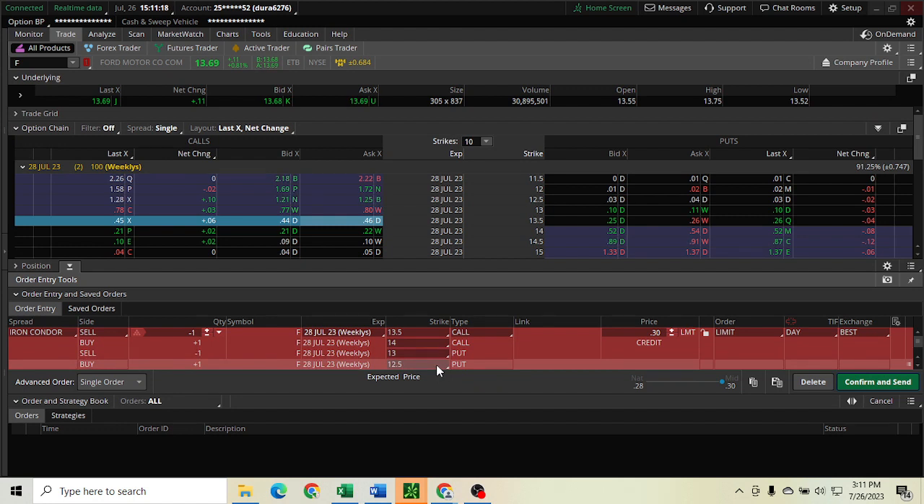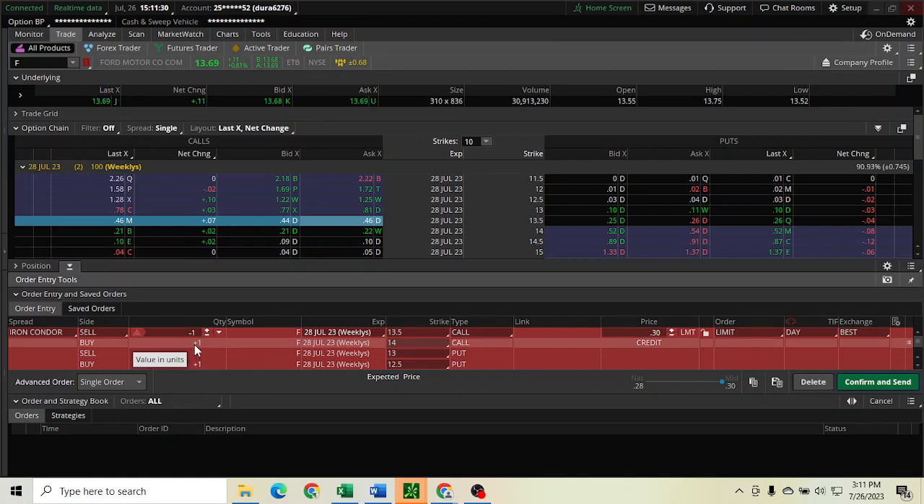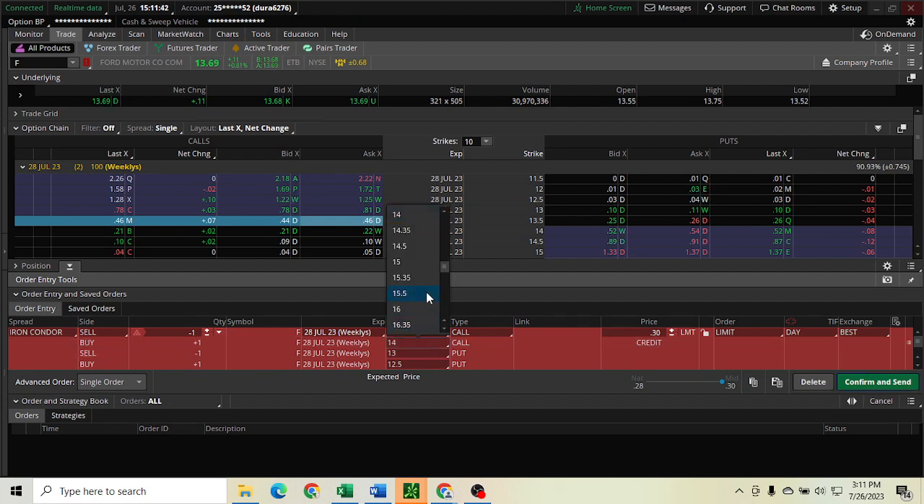On the bottom end, I want to buy. So see the +1 at 12.50. I want to sell a put at 13. Buy a call at 14. No, is that right? No, I want to buy a call at 14.50 and sell the call at 14. That's what I want to do. And yeah, that's a much better credit.